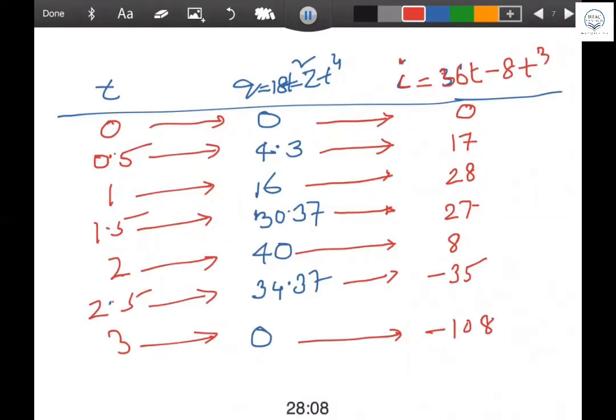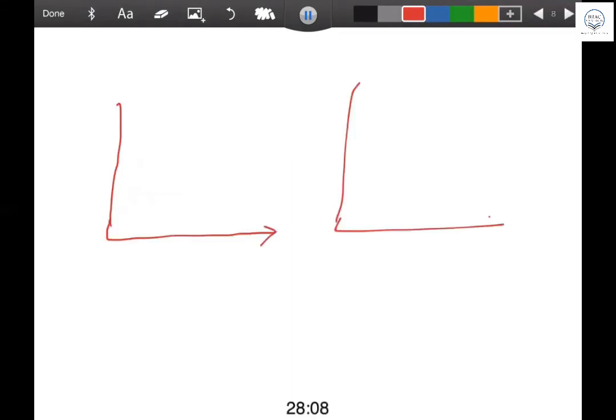That is our next step, and everybody can do it, how to get the plot. You can do it on the same graph or in a separate graph. If it's a separate graph, no problem. You draw Q here, and this is I. Take the points 0, 1, 2, 3, then this is 1.5.